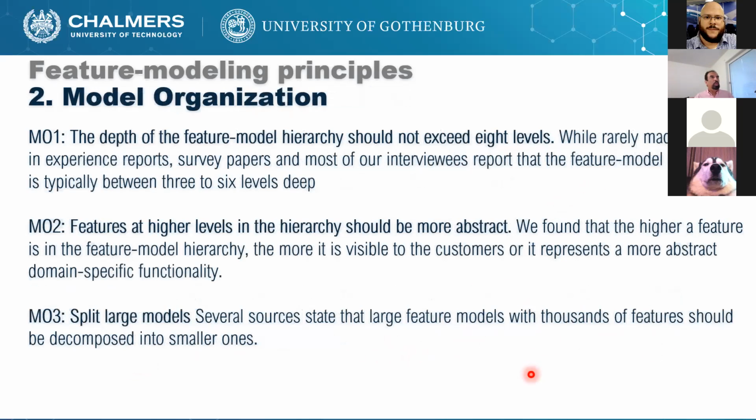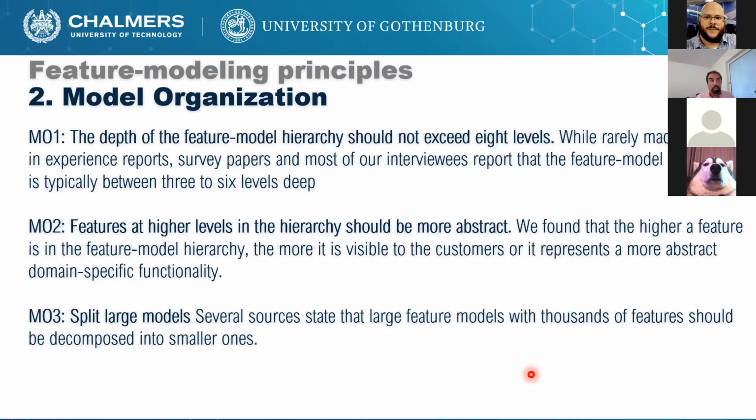Okay. And here in the second group, they are talking about model organization. They talk about the organization of the team and the developers. The depth of the feature model hierarchy should not exceed 8 levels. Again, we were talking about decomposition before, till you reach a feature that is implementable, simple and understandable. Here they are talking about the depth of the diagram.